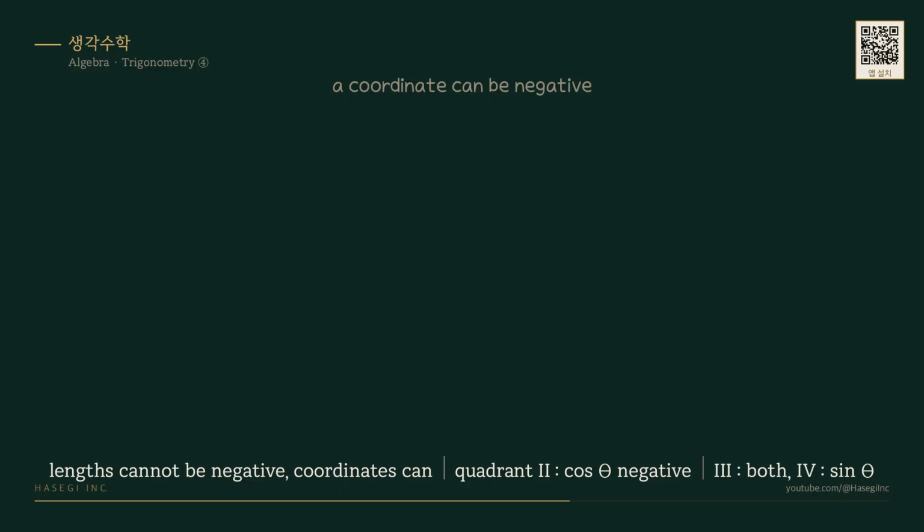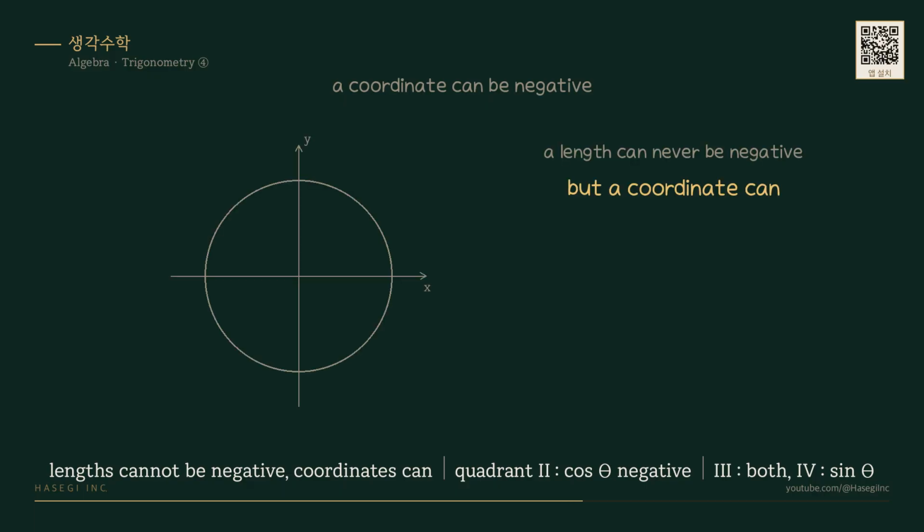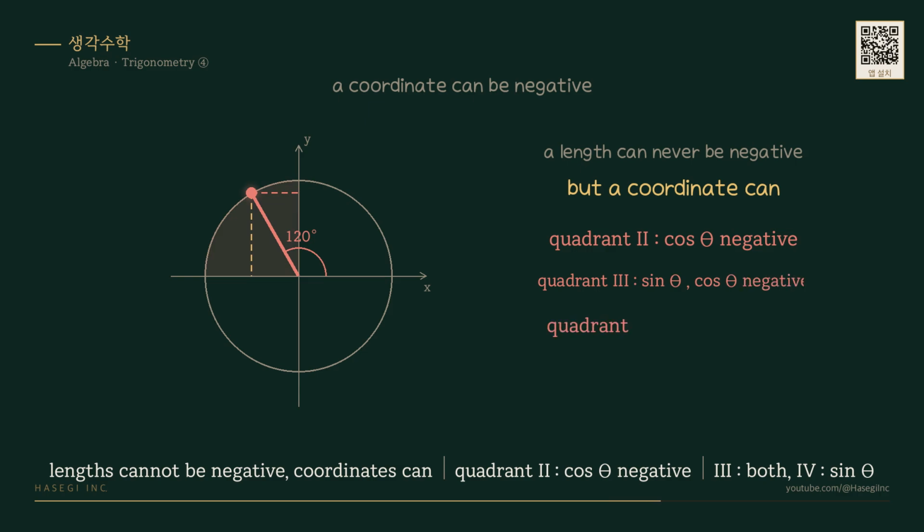And this is where negatives come from. A length can never be negative, but a coordinate can. In the upper left, x is negative, so the cosine is negative. In the lower left, both are negative. And in the lower right, only y is negative.